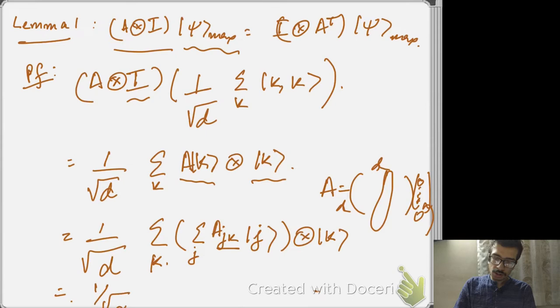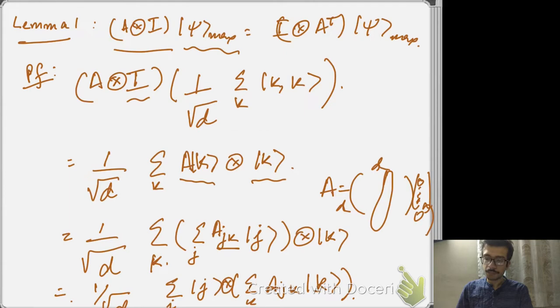So this is 1 over square root d, sum over j ket j, tensored with sum over k a_jk ket k. So I've just rearranged the terms. Okay, so this is the expression we have. And now what I'll try to show is that this expression is equivalent to I tensored A transpose acting on psi max. So this is what we aim to do.